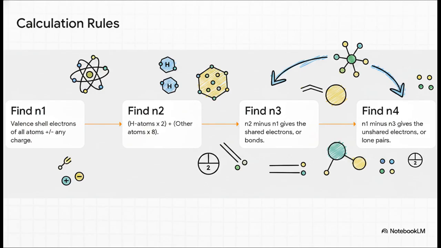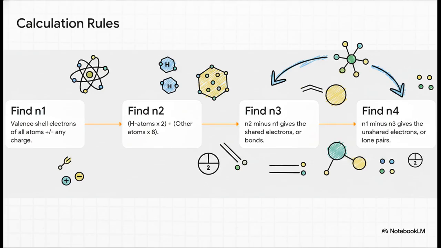Step 3, N3, is simply the difference between what you want and what you have. Just subtract N1 from N2, divide that by 2, and that tells you exactly how many bonds to draw. Finally, N4 is whatever electrons are left over. Subtract N3 from N1, divide that by 2, and you've got your lone pairs.